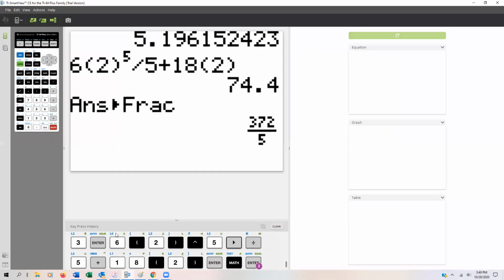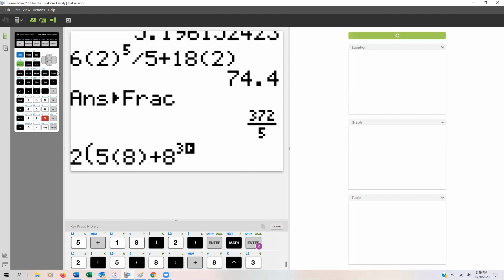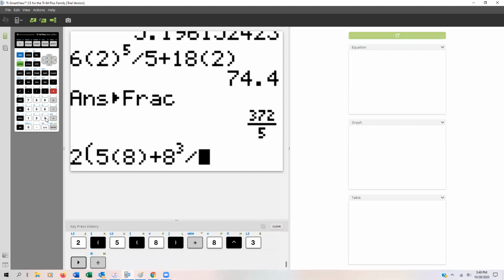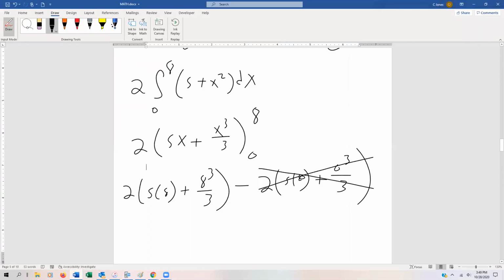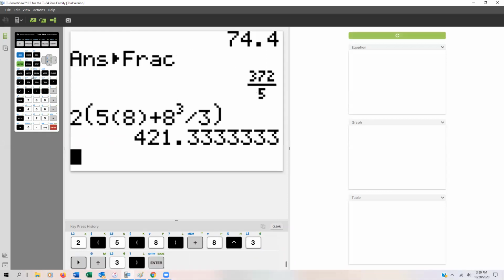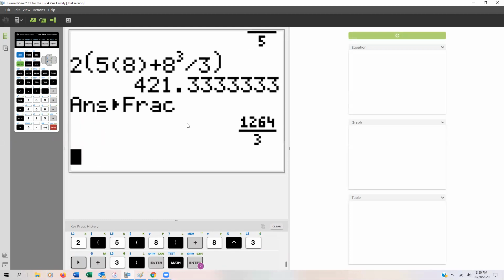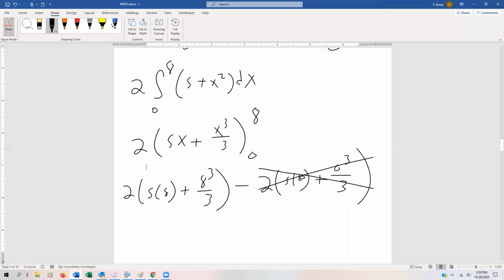All right, so I'm going to substitute. So we get 2 parentheses 5 parentheses 8 plus, I believe it was 8 cubed over 3. Let me verify that before I confirm this. So 2 times 5 times 8 plus 8 cubed over 3. We hit enter, and 421.33333. So my math lab isn't going to like that. So we're going to do math, enter, enter, and we get 1264 over 3. All right, which isn't really all that painful.